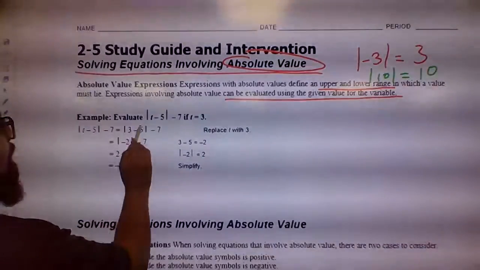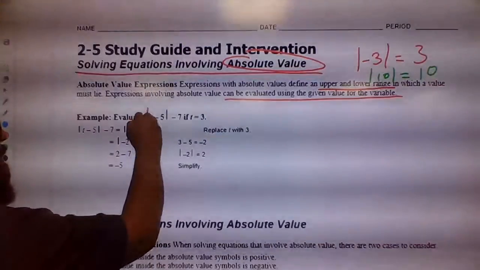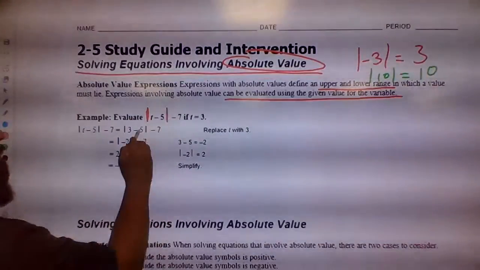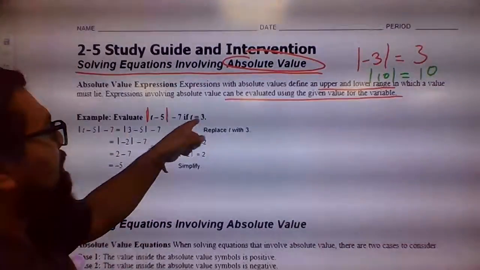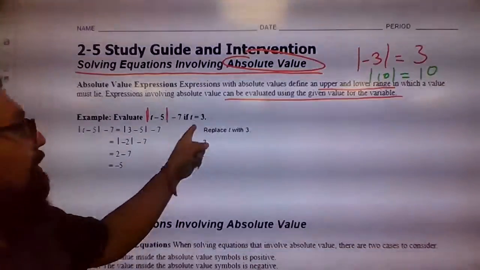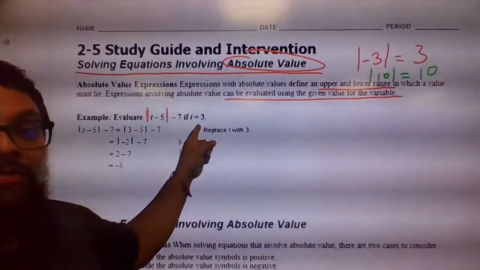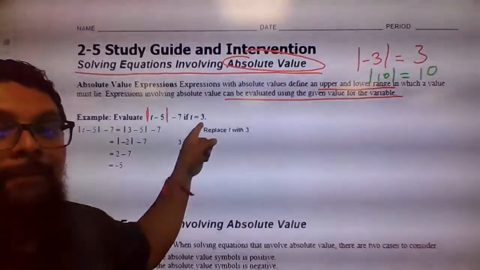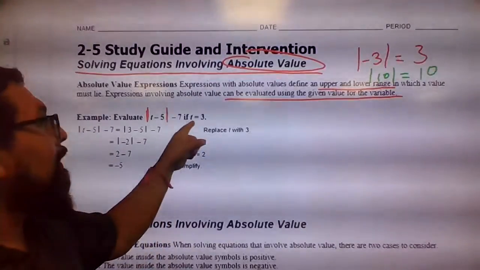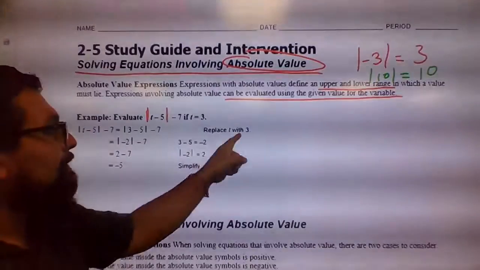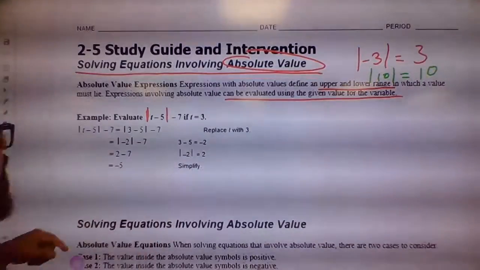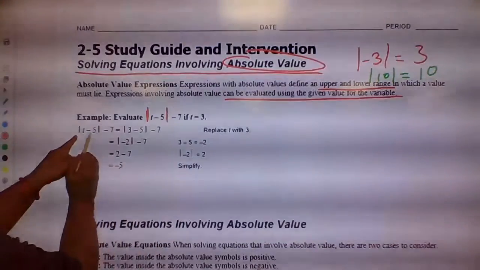Evaluate the absolute value of t minus 5, minus 7, if t equals 3. So they're telling you what t equals. T is equal to 3. So you're going to substitute 3 into the expression. So you're going to replace t with 3. So here we go. So here's the equation right here.